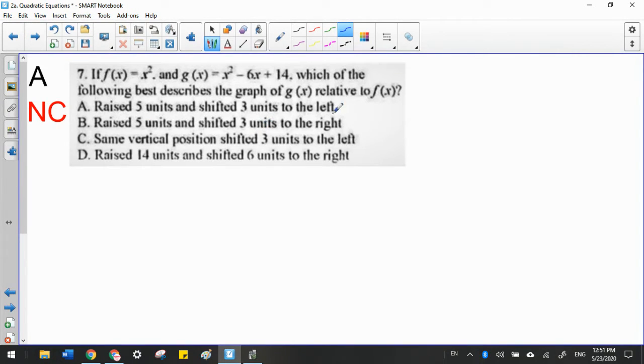So I have if f of x equals x squared and g of x is equal to x squared minus 6x plus 14, which of the following best describes the graph of g of x relative to f of x. So when they say describe the graph of g of x relative to f of x, they're asking, how did I get from f of x to g of x?